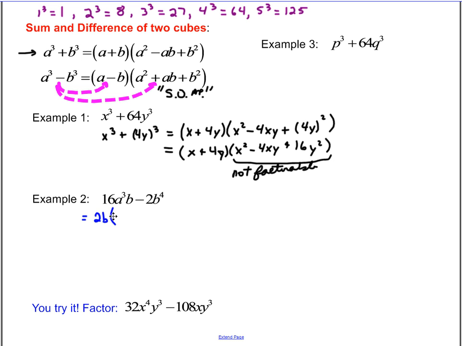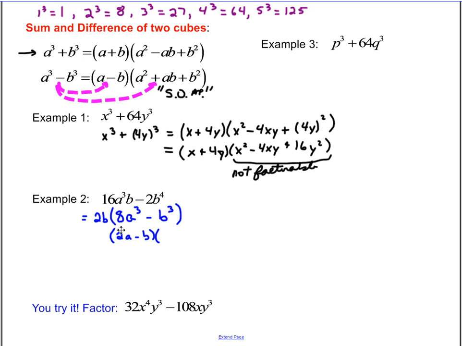That should leave us with, let's see, 8a cubed, and 8 is a perfect cube. That's a good thing for us. 2b from 2b to the fourth just leaves b cubed. And so, yeah, we definitely have a difference of 2 cubes right here. So we'll use our model. 8a cubed minus 8b cubed is the same thing as 2a minus b as our binomial factor.